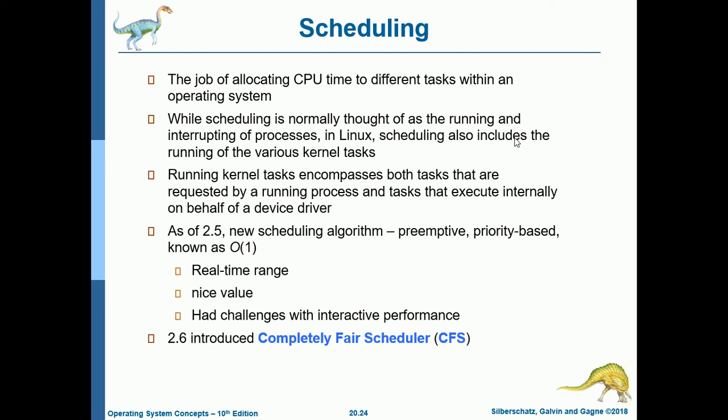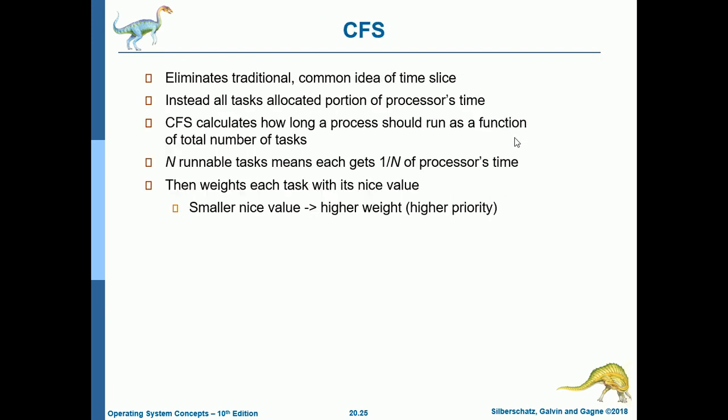So it's a real-time range and has a nice value, and then had challenges with interactive performance. So by Linux version 2.6 and higher, the completely fair scheduler, or CFS, was introduced. Actually, it is already discussed in the previous chapters. So CFS eliminates the traditional idea of a time slice. Instead, all tasks are allocated a portion of the processor's time, and then CFS calculates how long a process should run as a function of the total number of tasks.